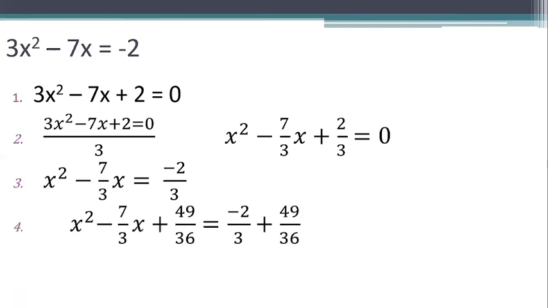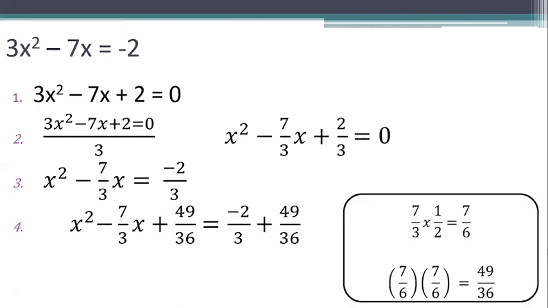Then, we're going to find the third term. So, how did we find your 49 over 36? Your middle term is 7 over 3. Usually, we divide it by 2. Since it's a fraction, 7 over 3 over 2 is the same as 7 over 3 times 1/2. If the second term is a fraction, you multiply it by 1/2. So, that is 7 over 6. Multiply it by itself. 7 over 6 times 7 over 6 is 49 over 36. You have to add that on both sides.